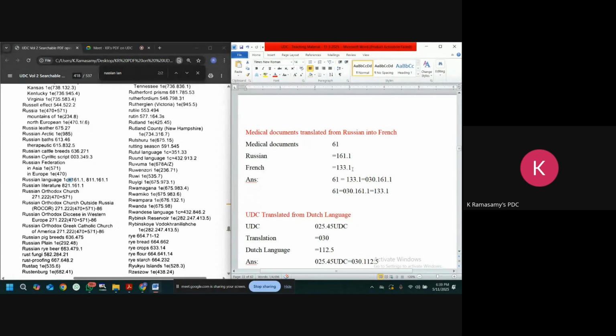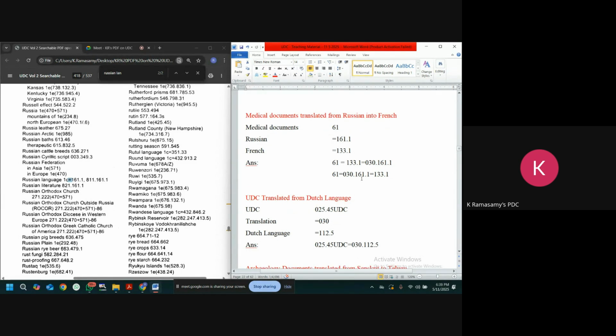Now, how to give numbers for both the languages? As per the formula, to denote the source language, you write 030 first, then the source language. Then to denote the target language, simply use the equal to symbol and write the language number. Either you can write this way or that way. I'll go for this way. 61 is the main UDC number. Equal to stands for the language code. 030 says that it's a translated document. From which language? From Russian.